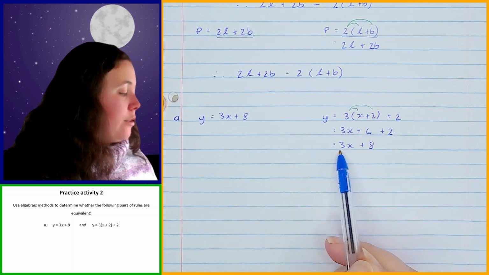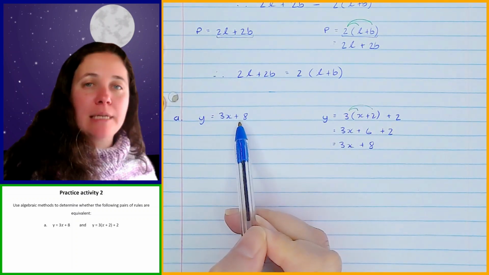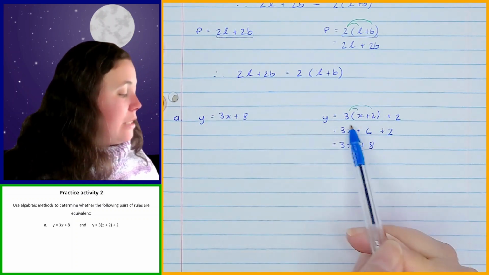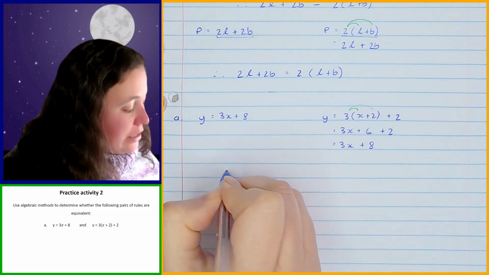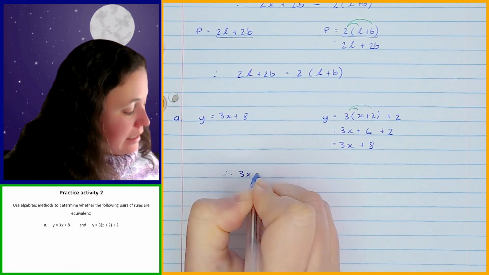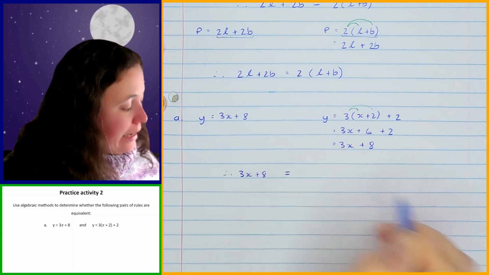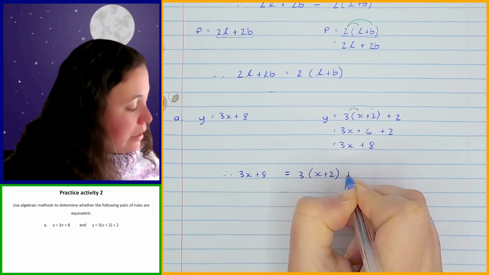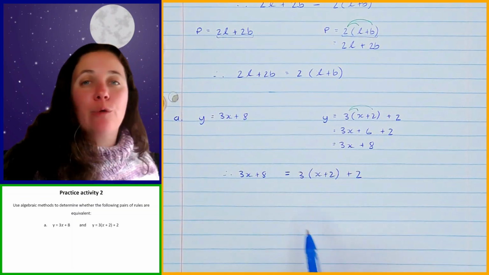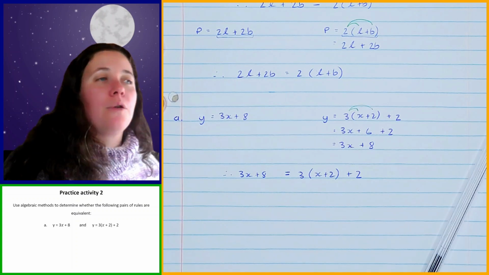Now if you look over here, 3x plus 8 is the same as the 3x plus 8 that I had over here. That means that these are equivalent to each other. So now I can say, therefore, 3x plus 8 is the same as 3 times x plus 2 in brackets plus 2. They are equivalent. Okay, so that's the first example.